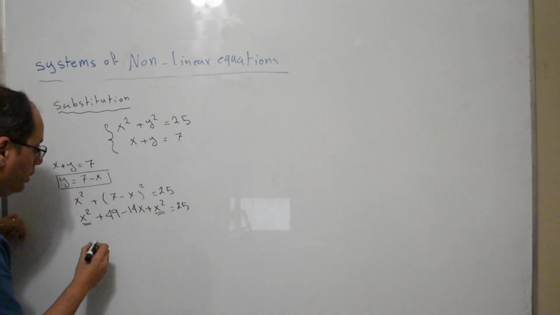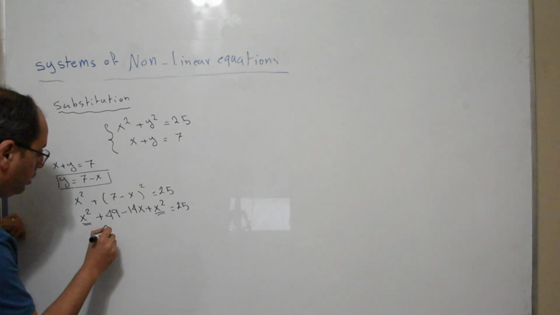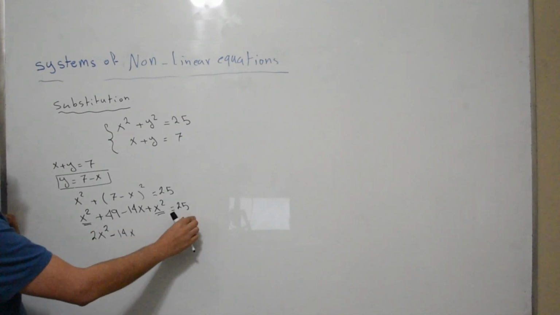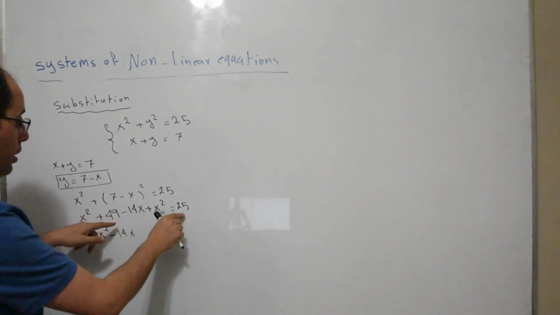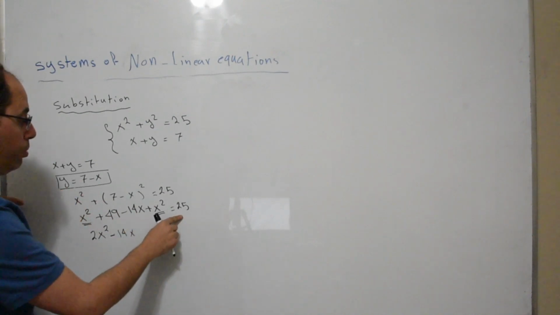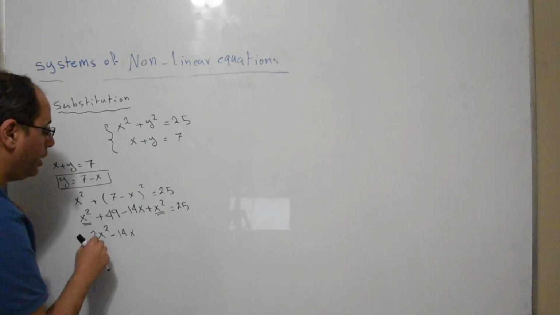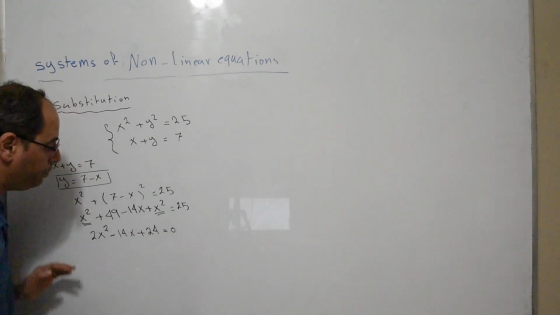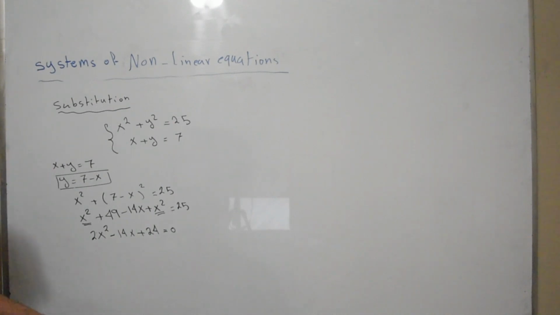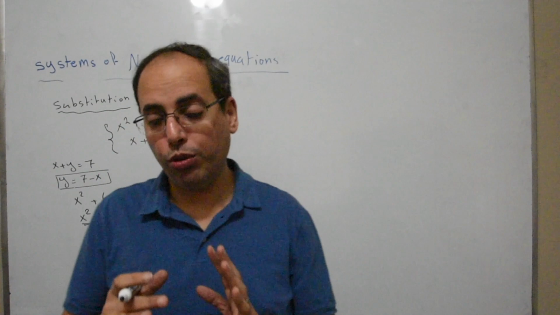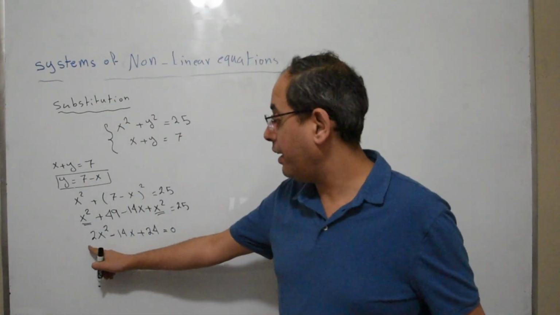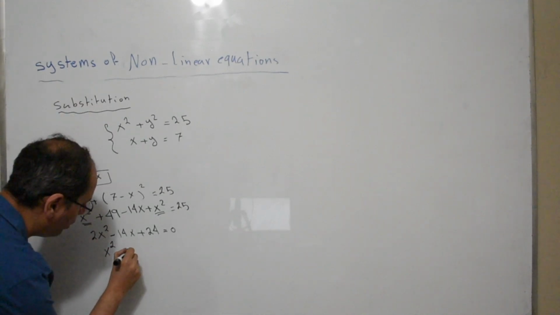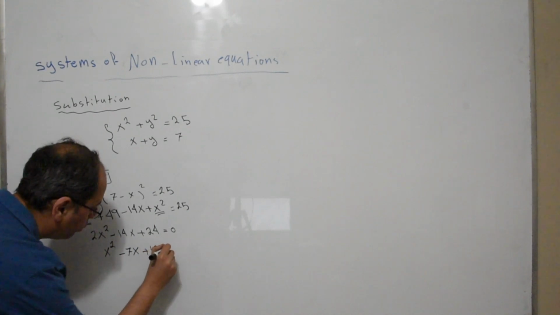Alright, so I will combine the like terms. I have 2x squared minus 14x, and now I have 49 and 25. Let's move the 25 to the left side. So I subtract 25, and 49 minus 25 is positive 24, and here's 0. Can we simplify this equation before factoring it? Yes, I can divide everything by 2. So I have x squared minus 7x plus 12 equals 0.